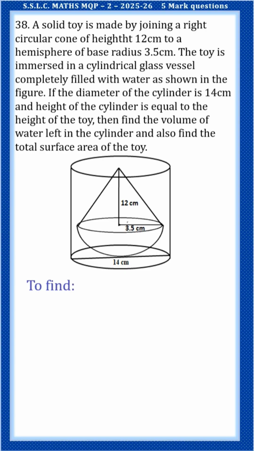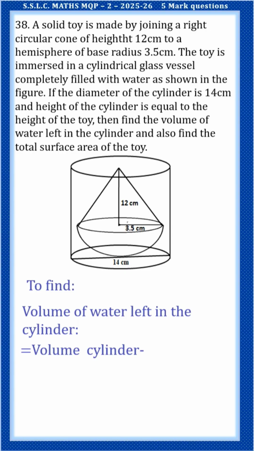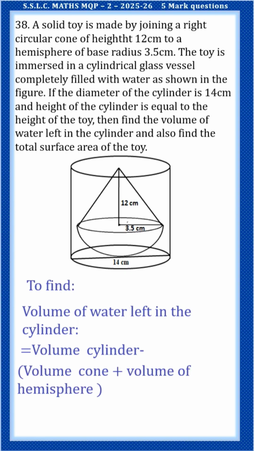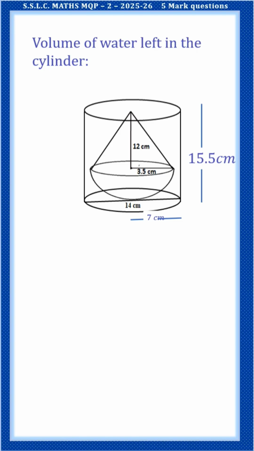Now what to find out? We have recorded all the given items. What to find out? Volume of the water left in the cylinder. That is equal to volume of the cylinder minus volume of cone plus volume of hemisphere. And we also have to find the total surface area of the toy, means TSA of the solid. Now let us calculate volume of water left in the cylinder. Here height has been calculated, 15.5 centimeter, height of the cylinder.